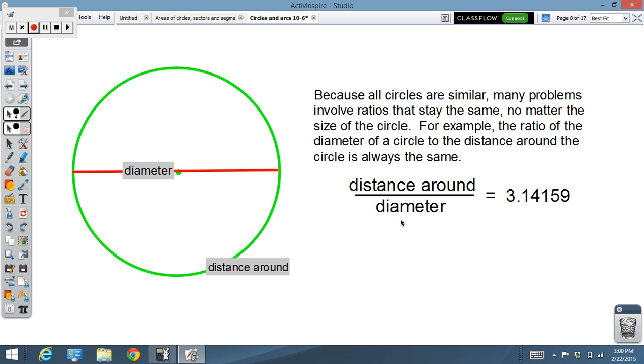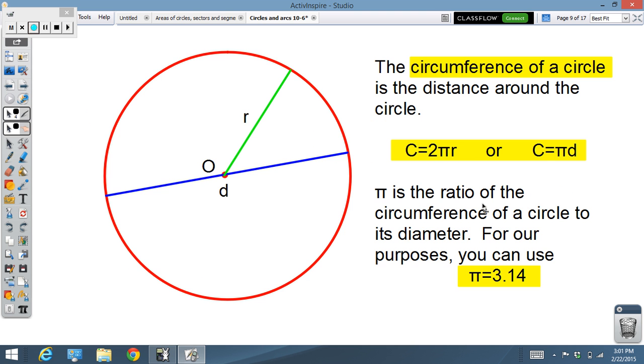Now, because all circles are similar, many problems involve ratios that stay the same, no matter how big the circle. For example, thousands of years ago, some people discovered that the ratio of the distance around the circle to the diameter is always the same. And it always came out to be this number, 3.14159. Okay? Of course, we've come to recognize that as pi, and we've come to realize that this gives us all kinds of cool stuff we can do.